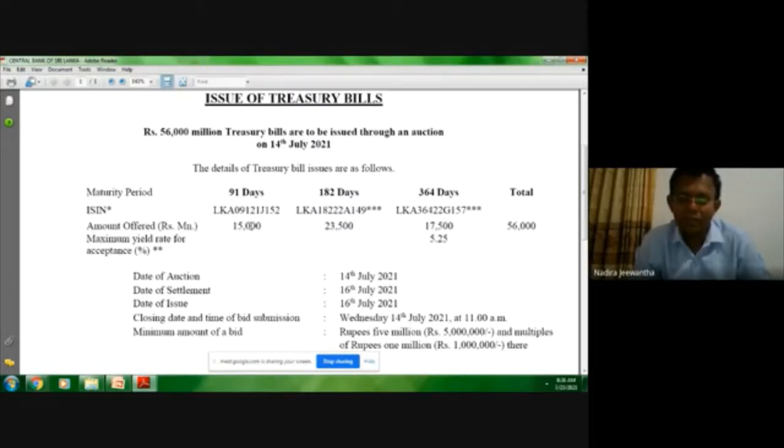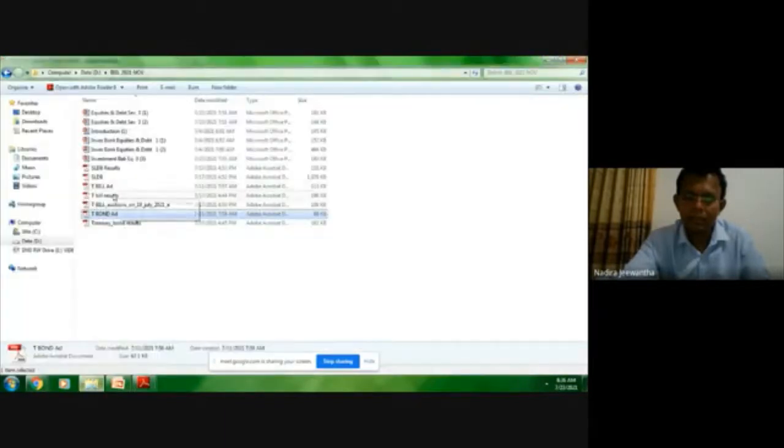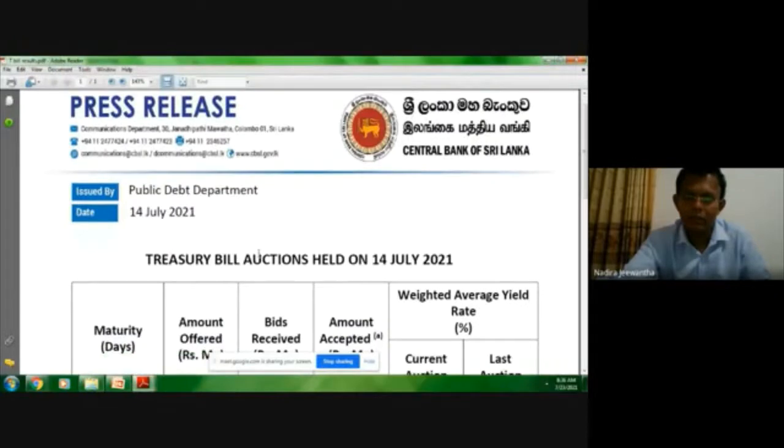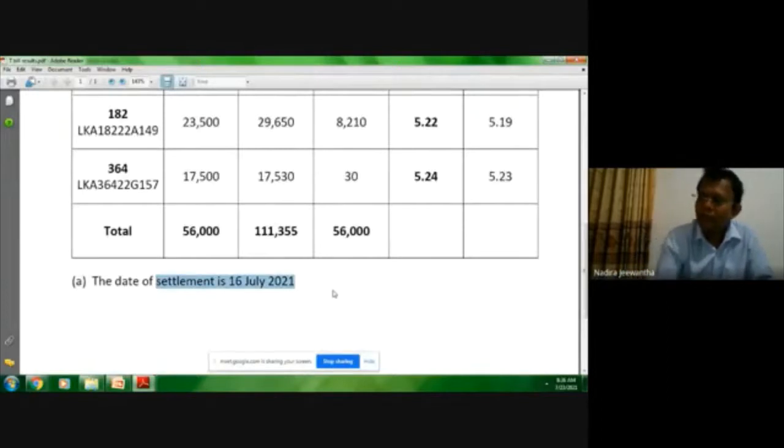What's the maturity now? After 3 months it will get matured. After 3 months, counting from when? From 16 July onwards. Why 16? Because 16 is the settlement date, if you see this result sheet. Settlement is 16, so you will be counting 3 months from 16 July onwards.